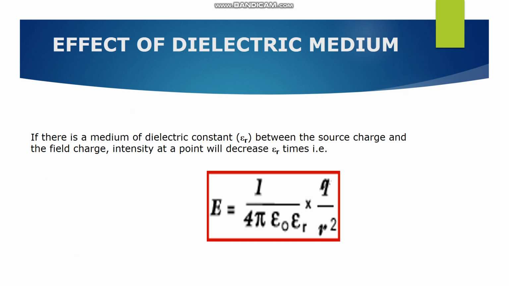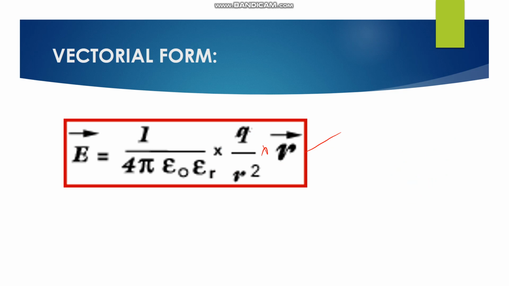If the medium between source charge small q and test charge q dash has a dielectric constant epsilon r, then the electric field intensity at a point decreases by epsilon r times. So we get the equation 1 by 4 pi epsilon naught epsilon r into q by r square. So this is the vector form of electric field intensity due to a point charge.